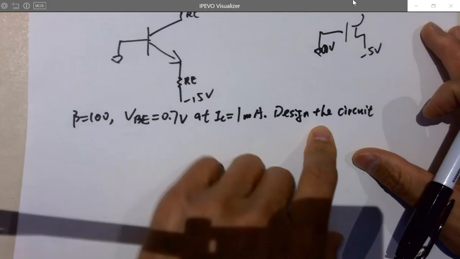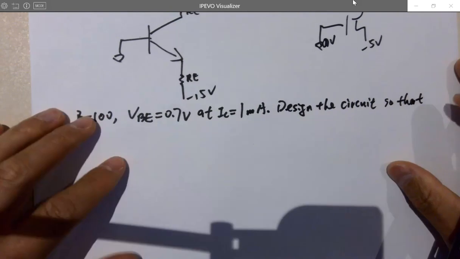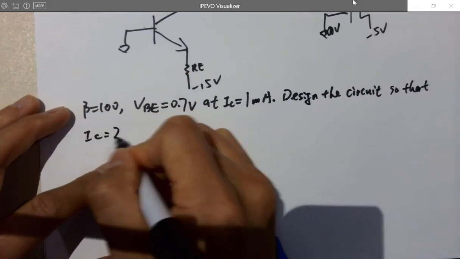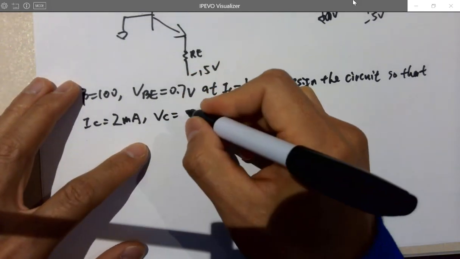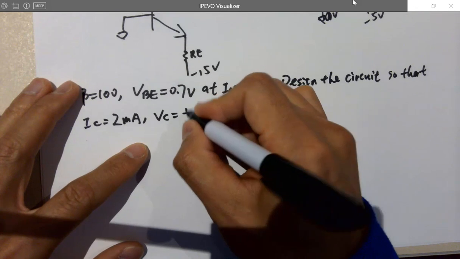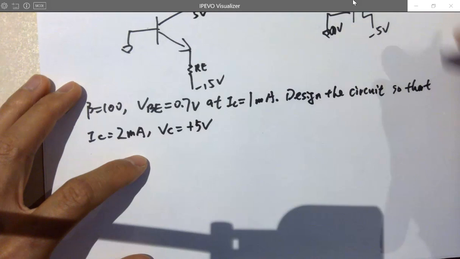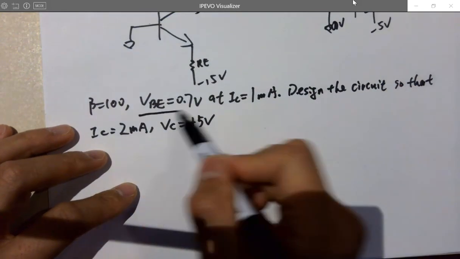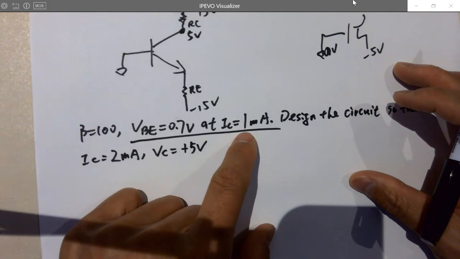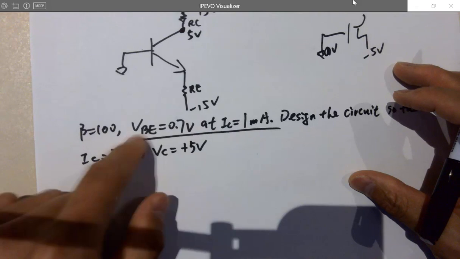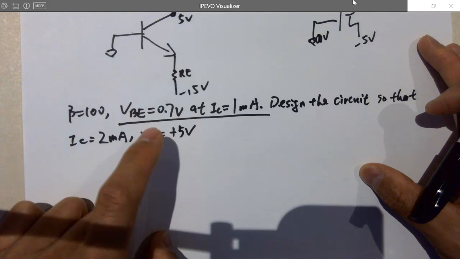So design the circuit so that IC is 2 milliamps and VC is plus 5 volts. So VC means the voltage here, 5 volts. This is given whenever it's being operated at that voltage for VBE and that current for IC. When VBE is this, IC is this, right? So design a circuit so that when IC is this, VC is this.